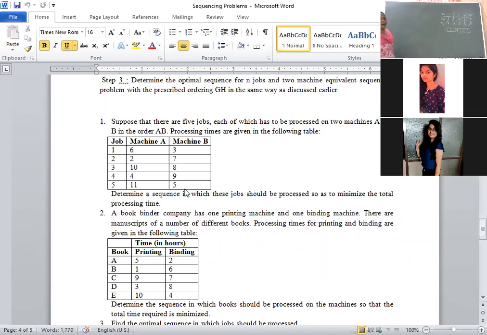Excuse me, ma'am. Ma'am, we wrote that for M1 and M2, first L2R and then R2L, the sequencing that you rubbed now. So, ma'am, is that writing necessary? No, for understanding purpose, this is necessary. 2, 4, 3, 5, 1. This is the sequence you found right now after observing the problem.